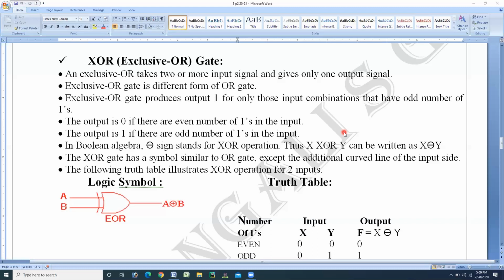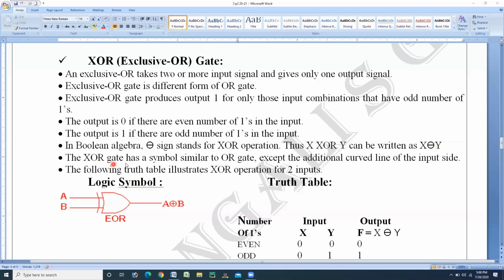Then in Boolean algebra, a circle with a plus sign, just like a diameter symbol, stands for the XOR operation. Thus X, Y, if you write, X XOR Y can be written in this form. X XOR Y can be written with the help of this symbol. That is, this symbol represents the exclusive OR gate.